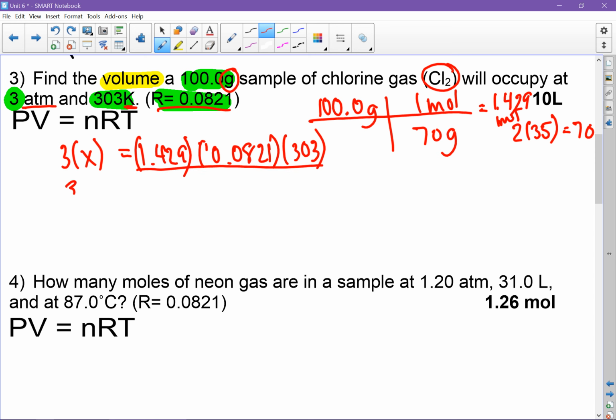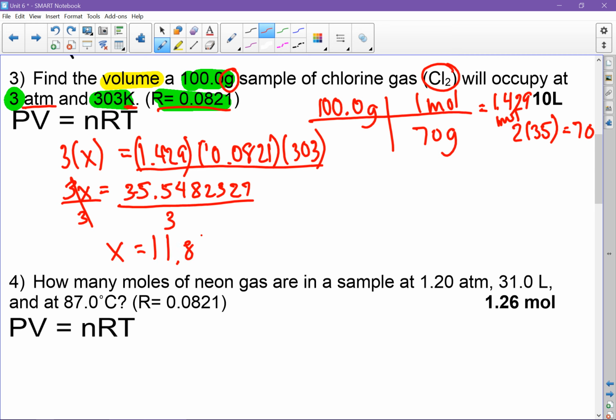Multiply these three numbers together. Get 35.548237. Don't worry about rounding until the end. Divide by the thing with the x. Cancels. So x equals 11.8494. And last thing we have to do is sig figs. So we started with 4 here, and then 1 here, 3 here, 3 here. That means we want 1. That's the lowest possible number. So I'm going to round it there.